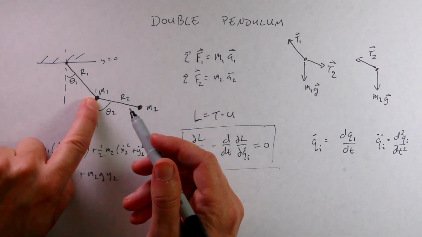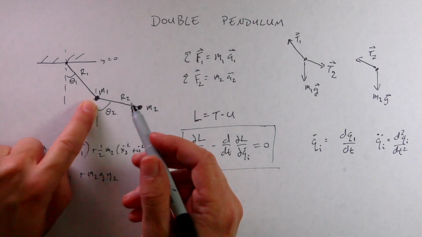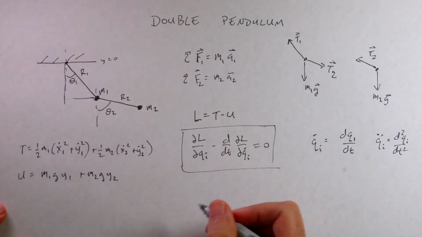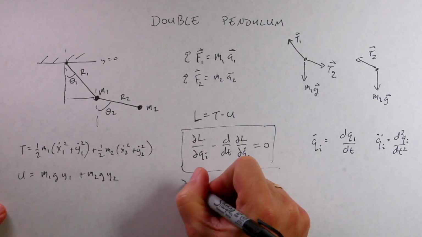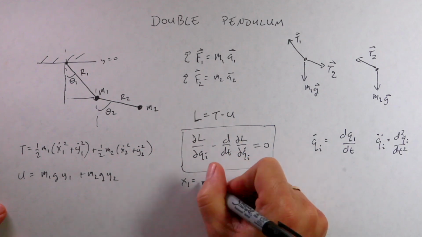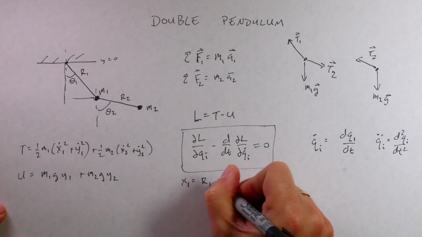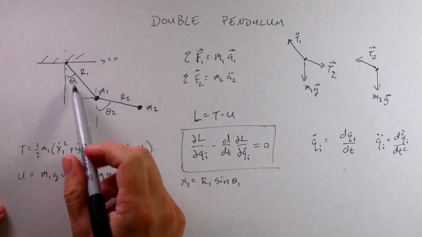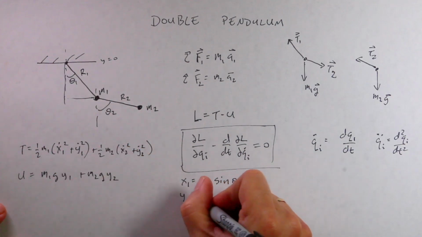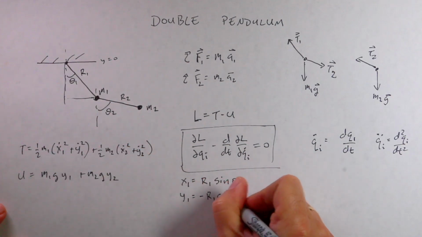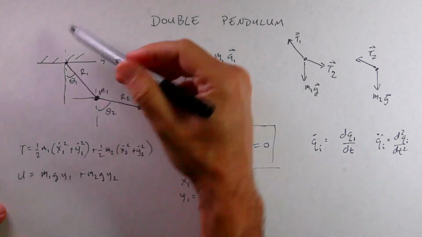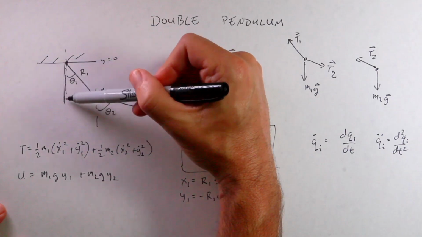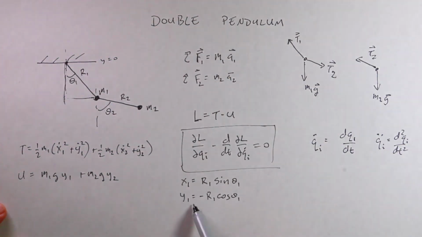I can get x1 right here fairly easily, right? Because if I look, this is going to be x1, this is going to be y1. So I can write that as x1 equals r1 sine theta 1. And then y1 is going to be negative r1 cosine theta 1, right? Because if r is a positive number, the cosine is going to give me this, but I want to make it negative.